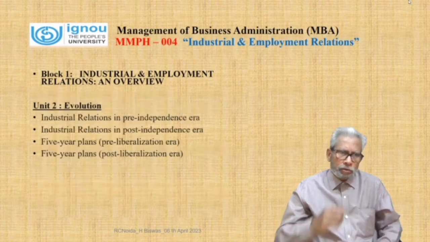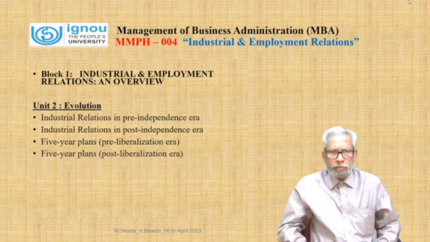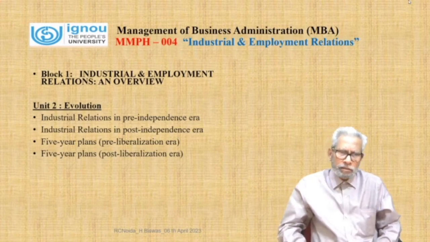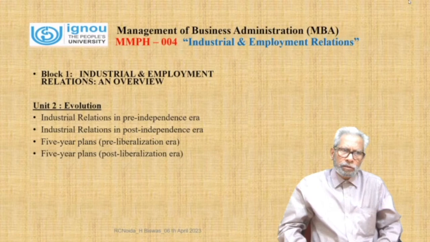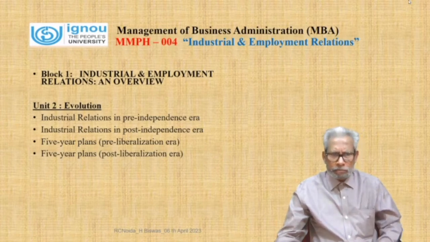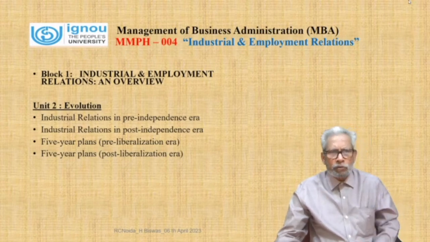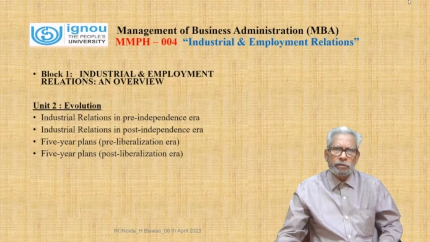Unit 2 is industrial relations in the pre-independence era and industrial relations in the post-independence era, five-year plans, that is actually pre-liberalization and post-liberalization. So unit 2 is related to evolution. That's some sort of back history, and during the pre-independence period, what actions were taken, what type of regulations and different acts were formulated. That part has been discussed.